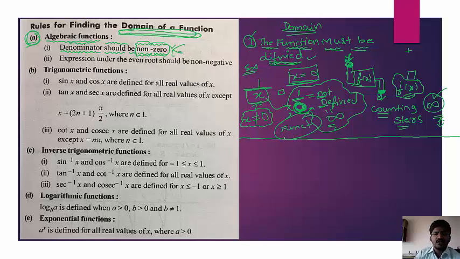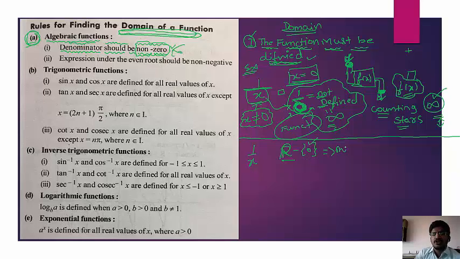If the denominator becomes 0, you will get 1 by 0. 1 by 0 is not defined, it is infinity, hence we can't find the domain at that particular point. Please remember, we can't find the domain at that particular point. For example, if I want to write the domain of 1 by x, I should write R minus singleton set 0.